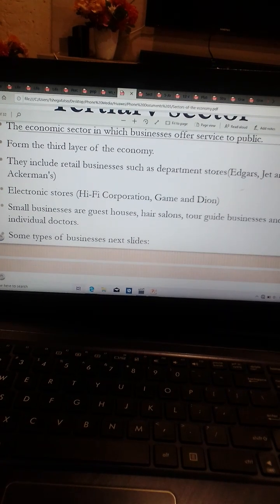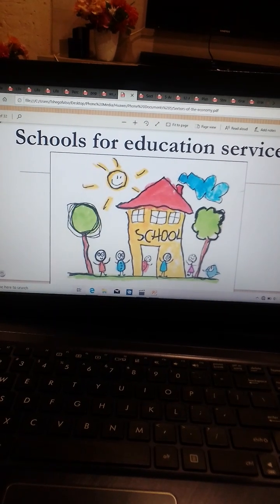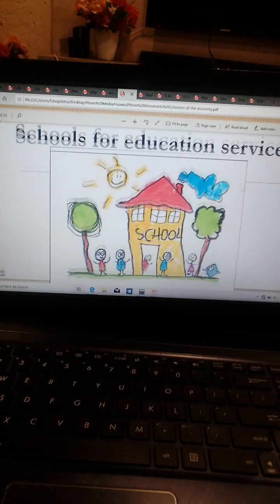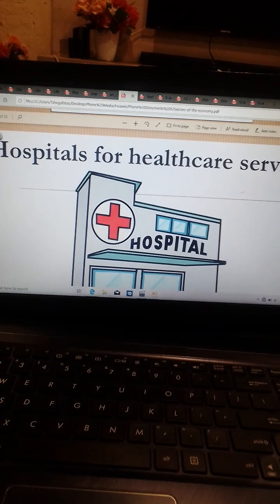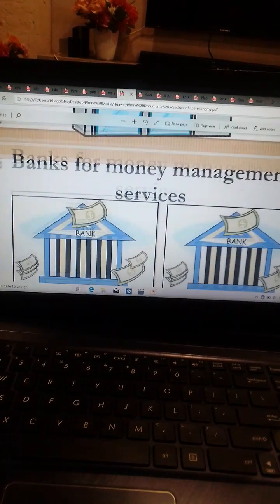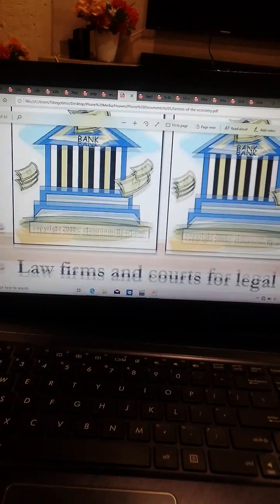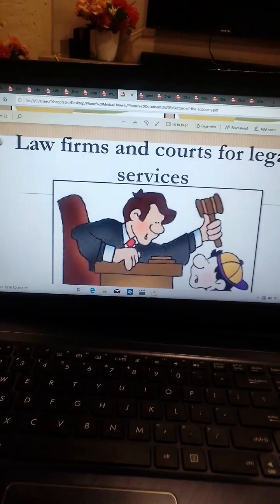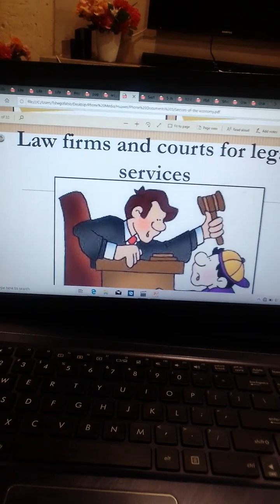So these are just some of the businesses found in the tertiary sector. So schools for education services. So this is education. Hospitals for healthcare services. This is health. Banks for money management services. This is finance. Law firms and courts for legal services. This is legal department.